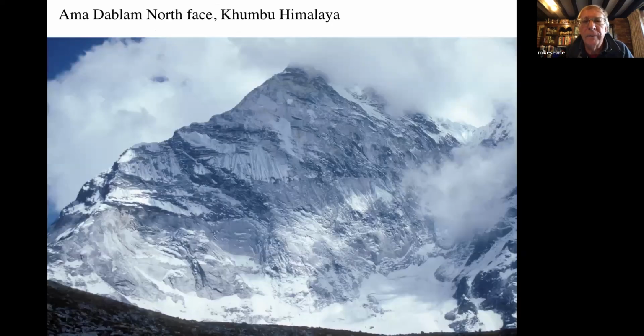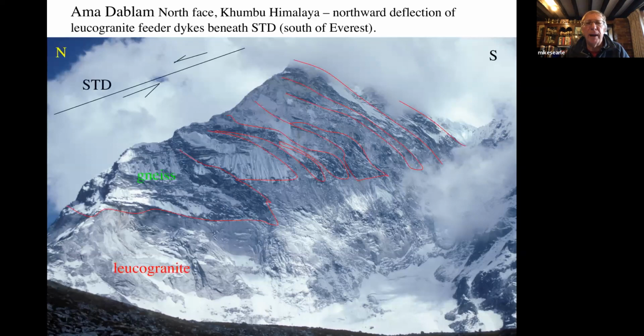This is the peak of Ama Dablam, which is just south of Everest in the Khumbu region of Nepal. Absolutely spectacular mountain. When you go in there and you map out all these cliff sections, these are the leucogranites. Everest is just off to the left. The South Tibetan detachment, which clips the top of Everest, the Chomolungma detachment, is roughly up here. And you can see that all these leucogranites are intruded as sill complexes. And then the dikes that feed the next sill up are all bent around to the north during active motion on the South Tibet detachment.